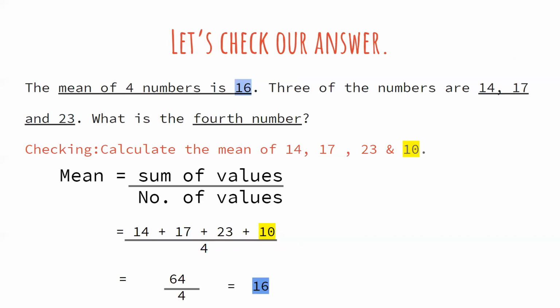Another way to check your answer is to find the mean of the 4 numbers. We know that the mean should be 16. So if it's not, we know that we've made a mistake. So you calculate the mean of 14, 17, 23, and 10, and you should get 16 according to our problem. Because the problem stated the mean of 4 numbers is 16. So when we find the mean of those 4 numbers, we should get 16. And we see here that we do.